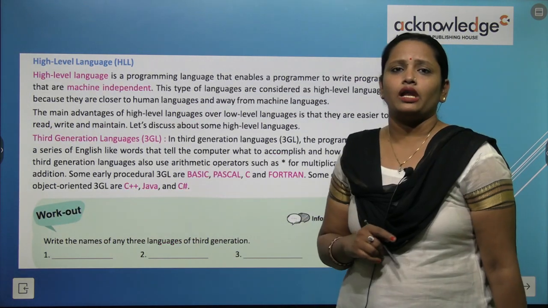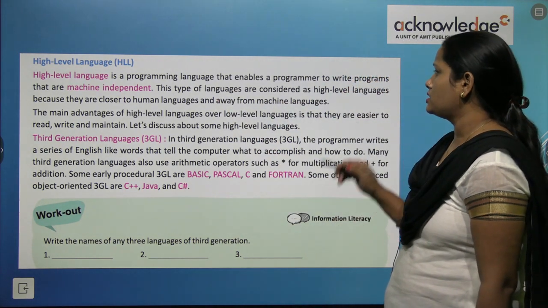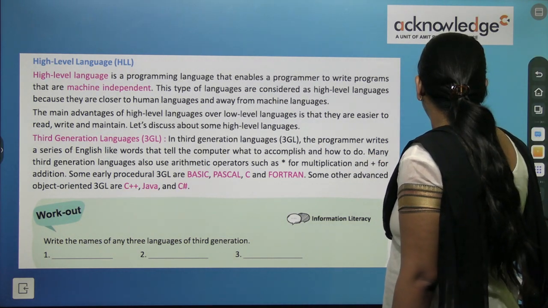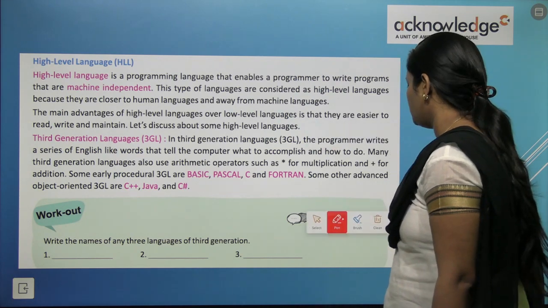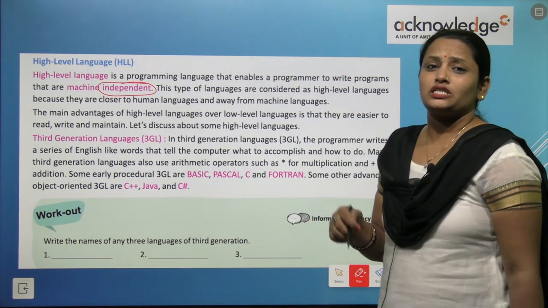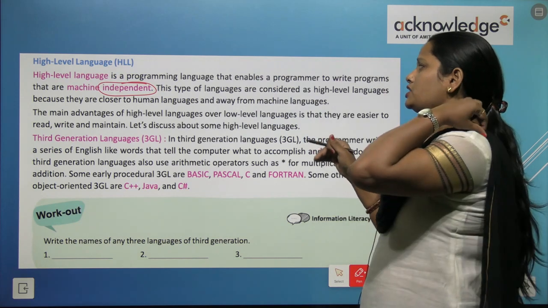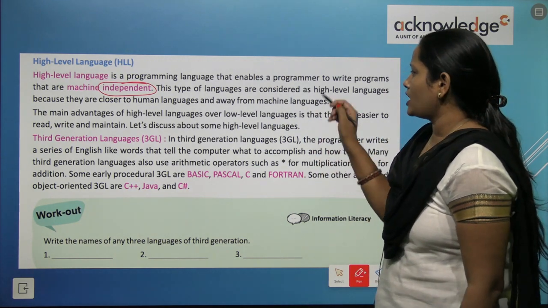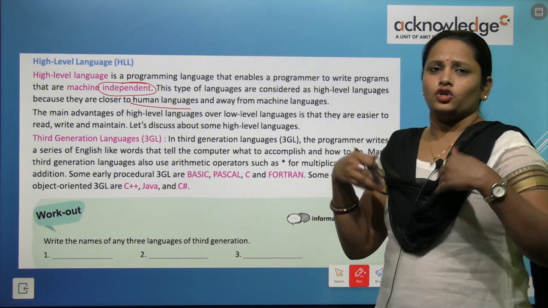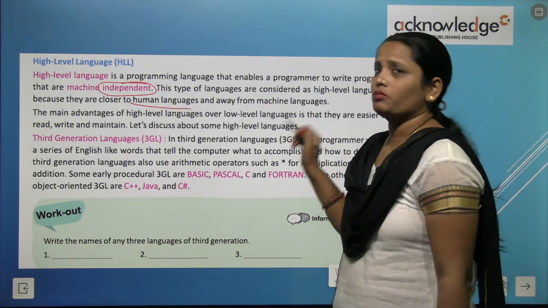Next comes the high level language. What is high level language? High level language is a programming language that enables a programmer to write programs that are machine independent. Means when this came into existence, the programs did not depend on the machine. This type of language is considered high level because it is closer to human language, and away from machine language.